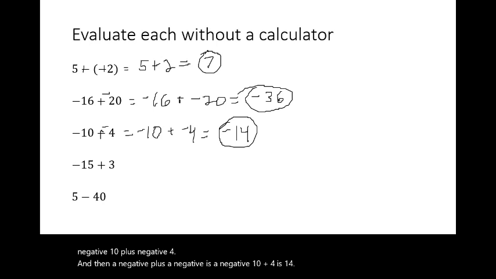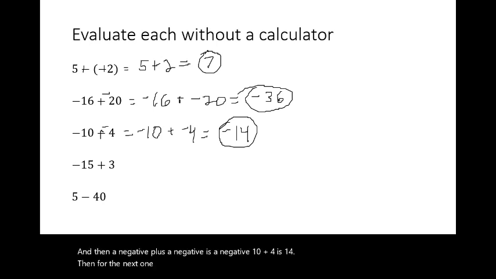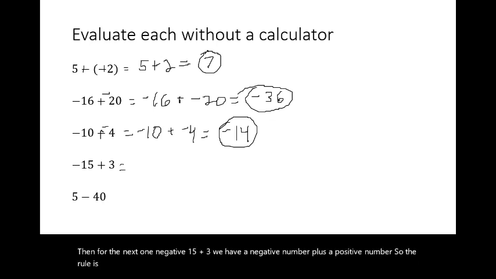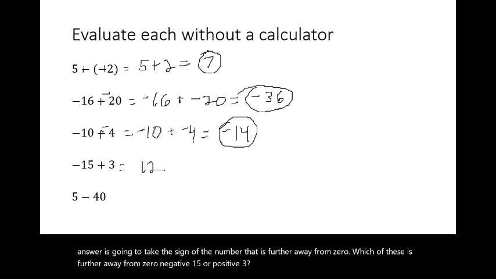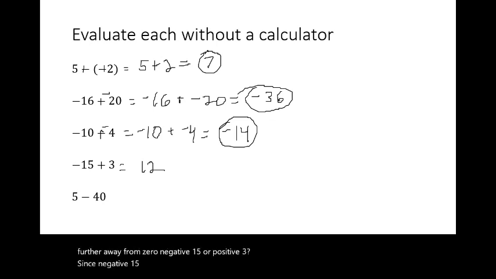Then for the next one, negative 15 plus 3, we have a negative number plus a positive number. So the rule is to subtract them as if they were both positive. 15 minus 3 is 12. And then the sign of the final answer is going to take the sign of the number that is further away from 0. So which of these is further away from 0, negative 15 or positive 3? Since negative 15 is further away from 0, the answer is going to be negative 12.